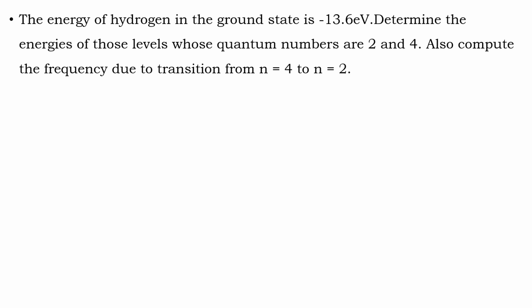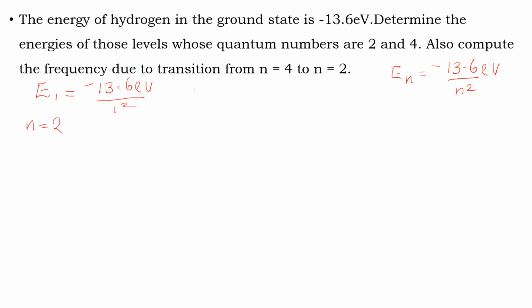We have studied the equation for the energy of electron in a hydrogen atom and also the energy of hydrogen in the ground state. Here, in the ground state, the energy is given as minus 13.6 eV. That is, the ground state energy is labeled as E1 and it is minus 13.6 eV. The general equation is En is equal to minus 13.6 divided by n square eV, and for the ground state n is equal to 1. Now determine the energies of those levels whose quantum numbers are 2.